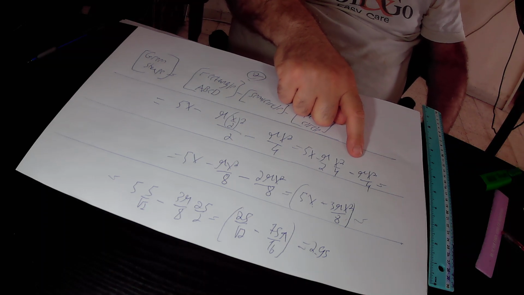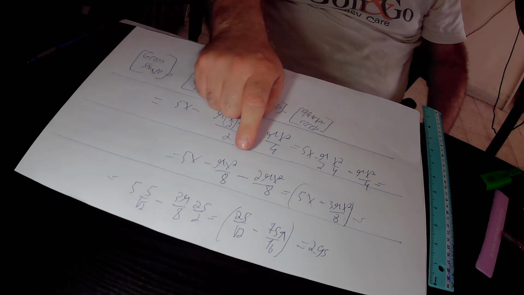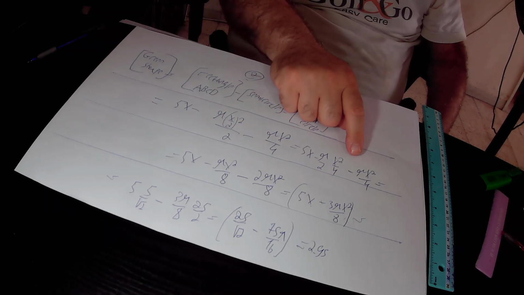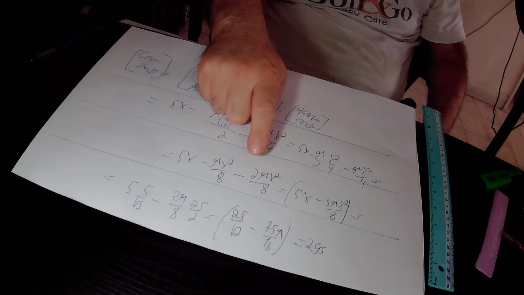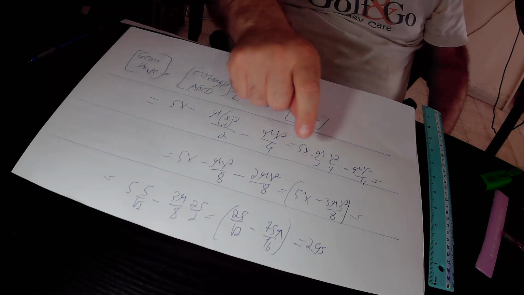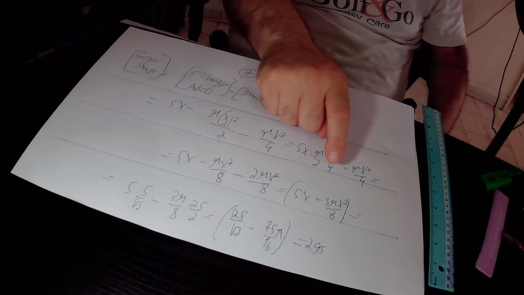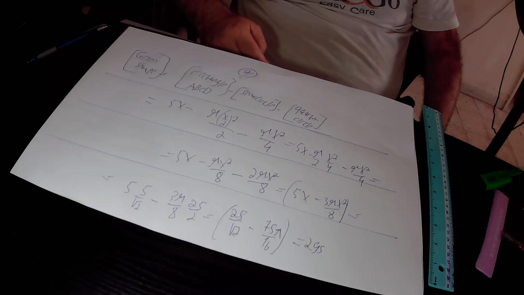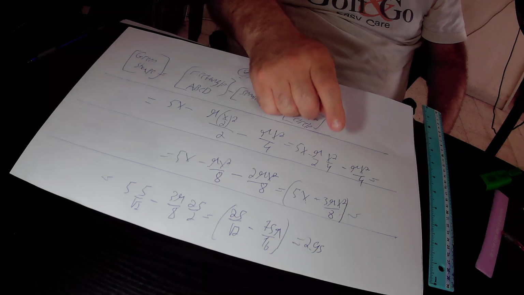So here we multiply both the numerator and the denominator of this expression by 2 in order to have a common factor with this expression. After we multiply it by 2, this expression in total equals minus 2 pi x squared over 8. So in total the green shape equals 5x, and here we have minus pi x squared over 8 minus 2 pi x squared over 8, which equals minus 3 pi x squared over 8. So the green shape equals 5x minus 3 pi x squared over 8.